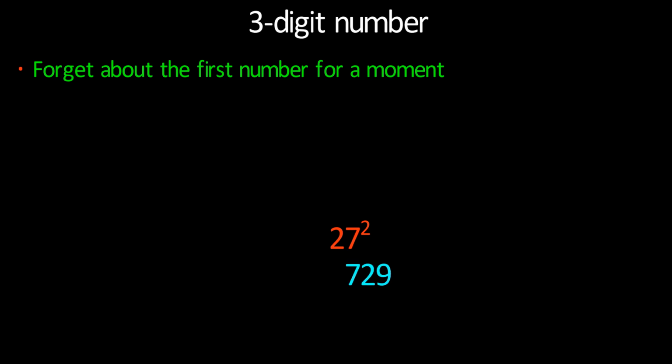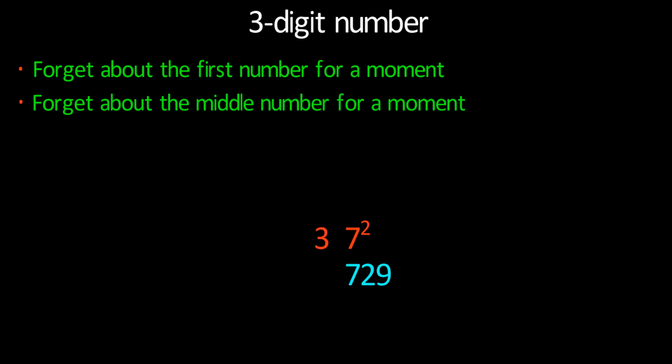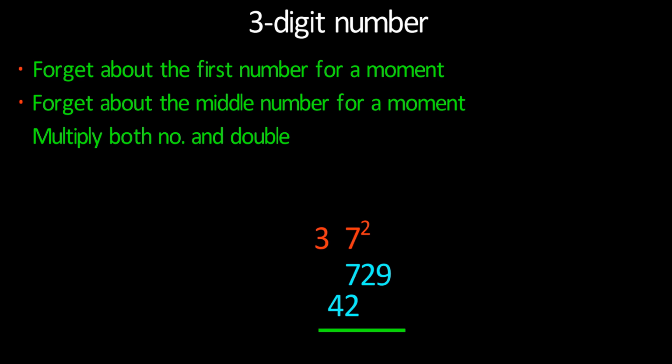Now second step, forget about the middle digit for a moment. So we have 3 and 7. Now multiply both numbers and double. So 3 times 7 is 21 and double of 21 is 42. After adding we get 4929.